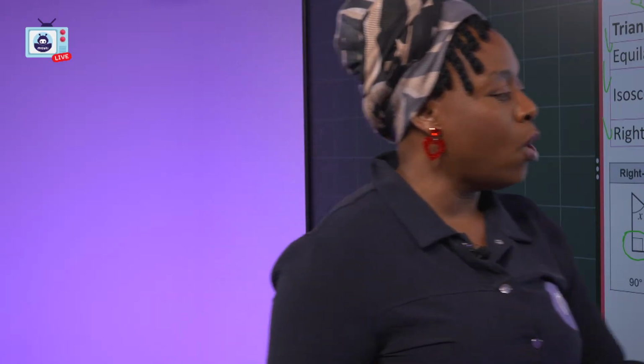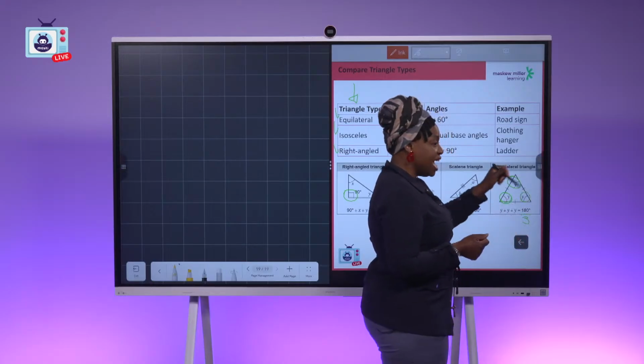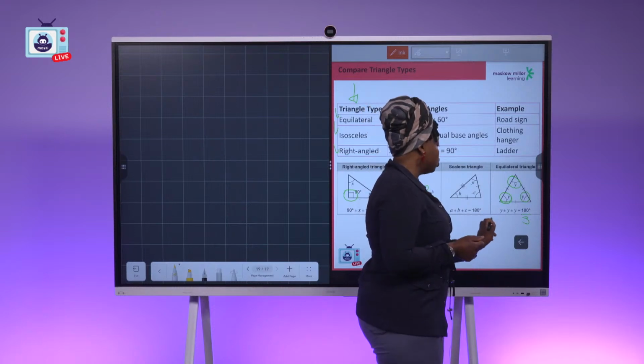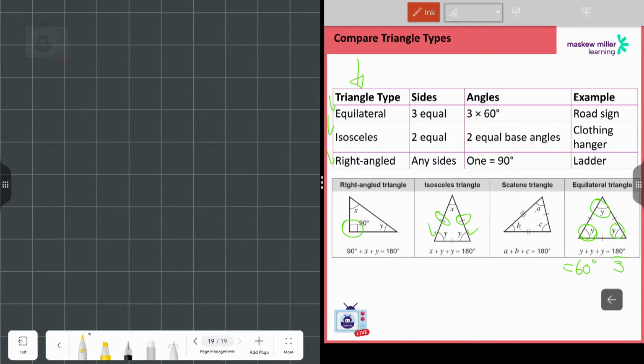Another thing is that the angles inside a triangle always add up to 180 degrees. And if you take 180 degrees and divide it by 3, which is the 3 angles of the triangle, you're always going to get 60 degrees. So that's why an equilateral triangle will always have angles equal to 60 degrees.